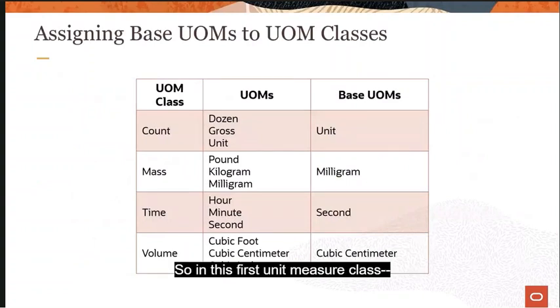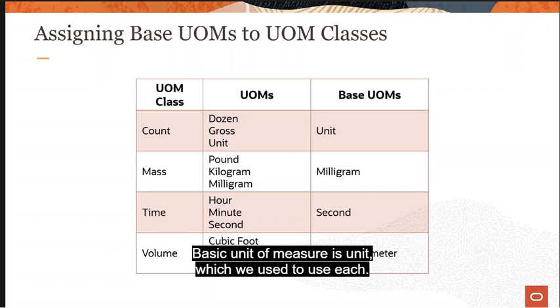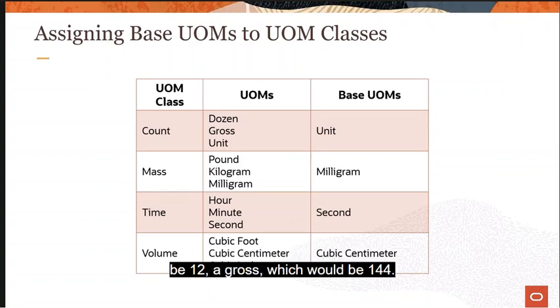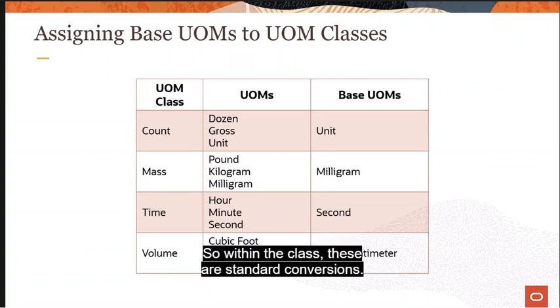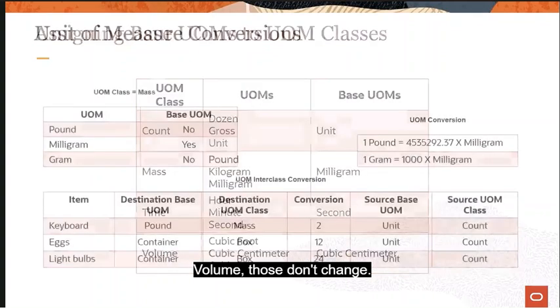Here's an example. So in this first unit of measure class, just call it quantity, but now it's count. Base unit of measure is unit, which we used to use each, whatever makes good business sense in your world. But then to convert a unit into a dozen, which would be 12, a gross, which would be 144. So within the class, these are standard conversions. Same thing with mass. If you start with milligrams, you go to pounds and kilograms. It's generally always the same. Time, those don't change. Volume, those don't change.